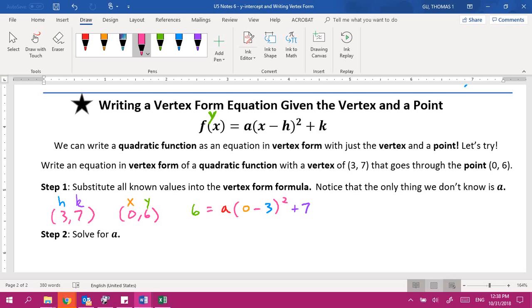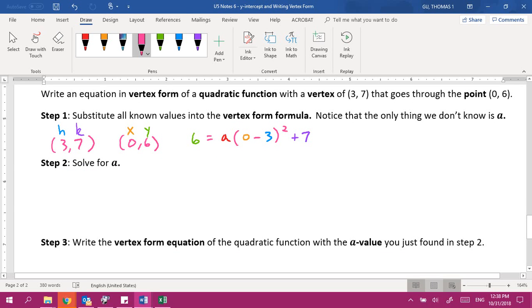All right? So we substituted all those numbers. We used every single number they gave us. But we can see we don't know what A is. So we need to find A. That's most of the work here, is just finding A. So we're going to go through this equation and solve for A. So let me show you the steps here.